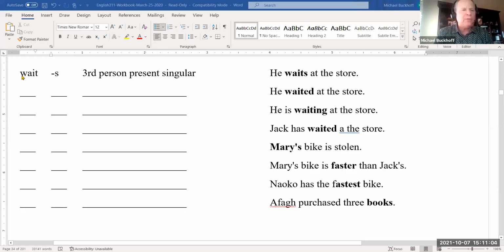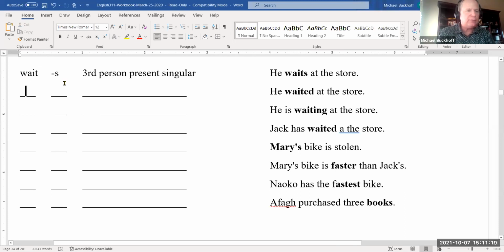So let's go back to where we are here. Okay, let's start with the first one, which I already did. We have he waits at the store. We're saying wait plus S. It's the third person present singular inflection, the S ending. That's what that is.